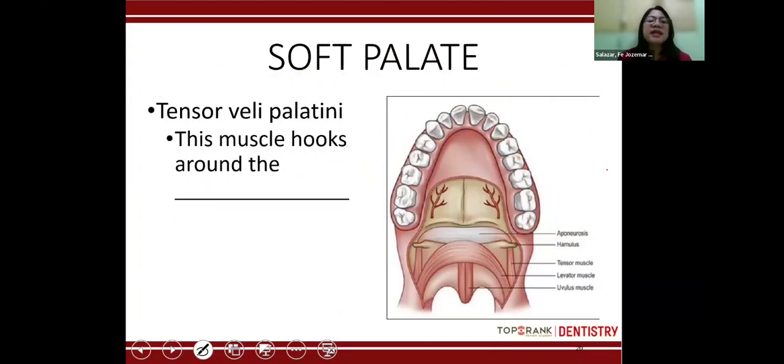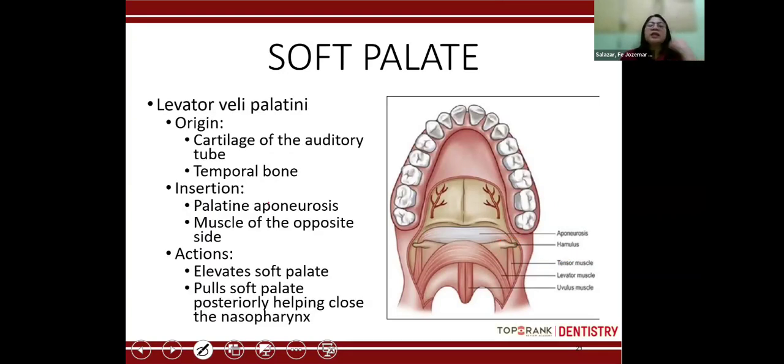Okay, so the tensor veli palatini hooks around the, what is this? It has a name, hamulus. Yes. This is a muscle of the soft palate that is found to be hooked around a bony process you call your hamulus. Now the other muscle is levator veli palatini.